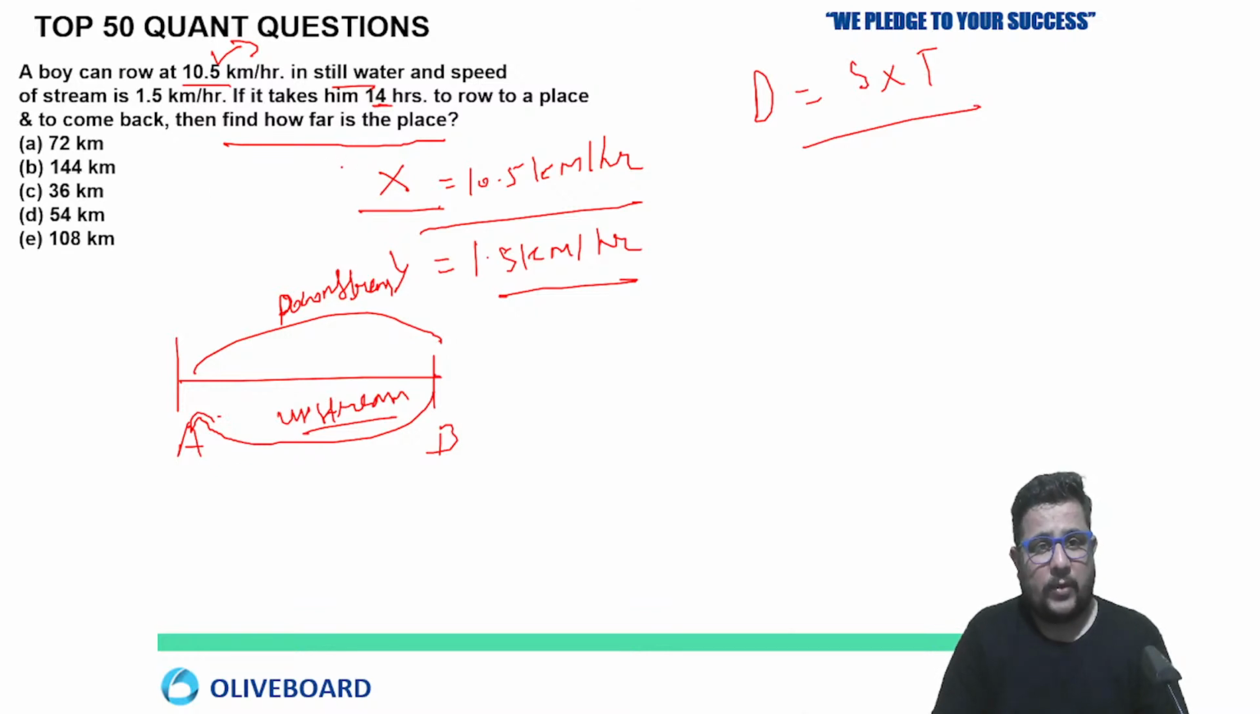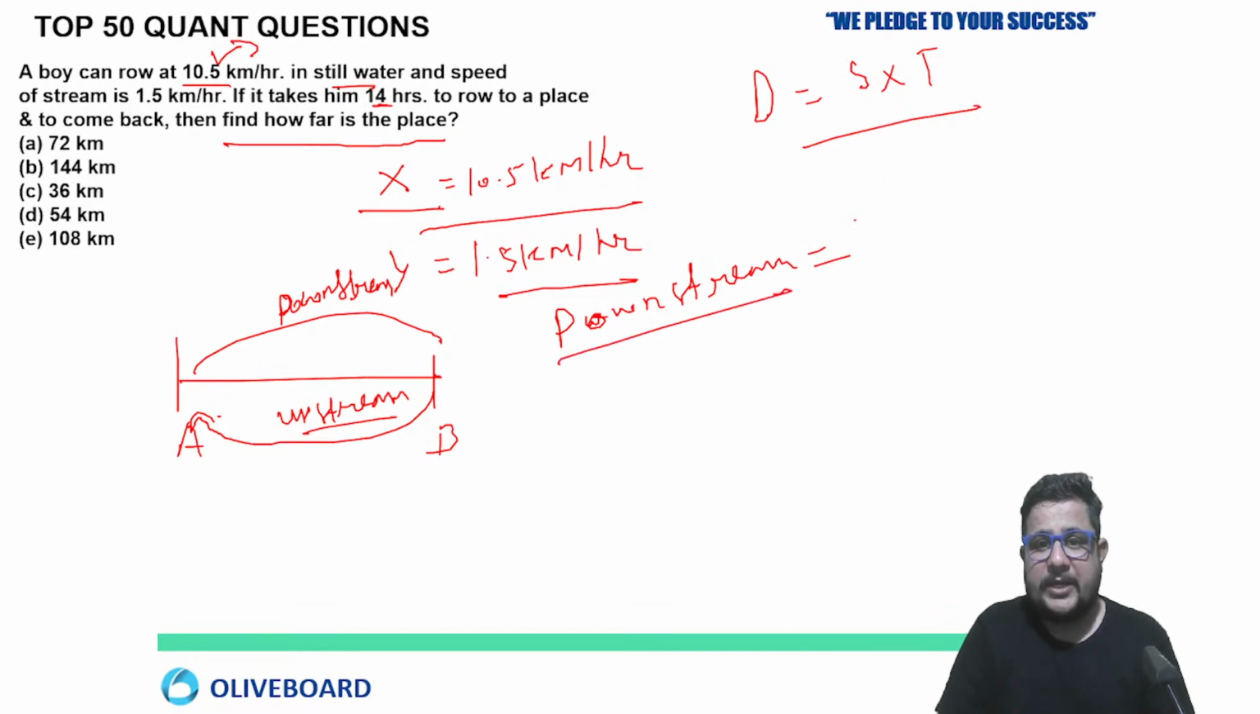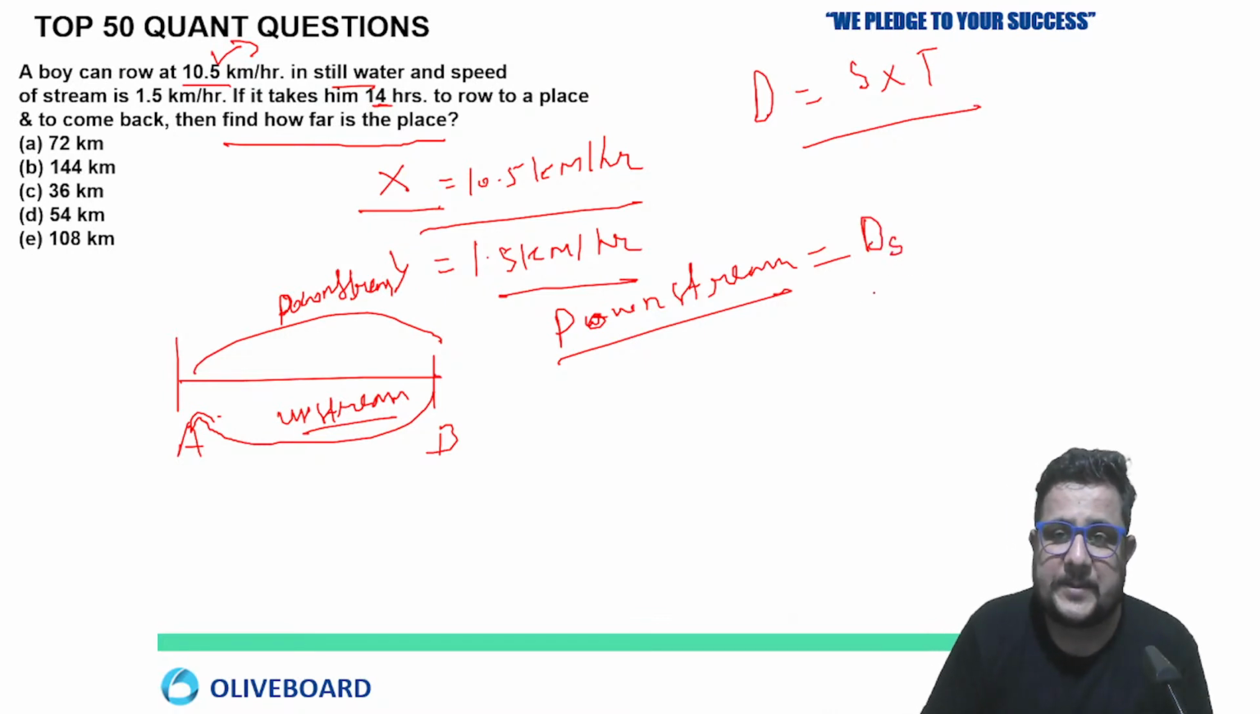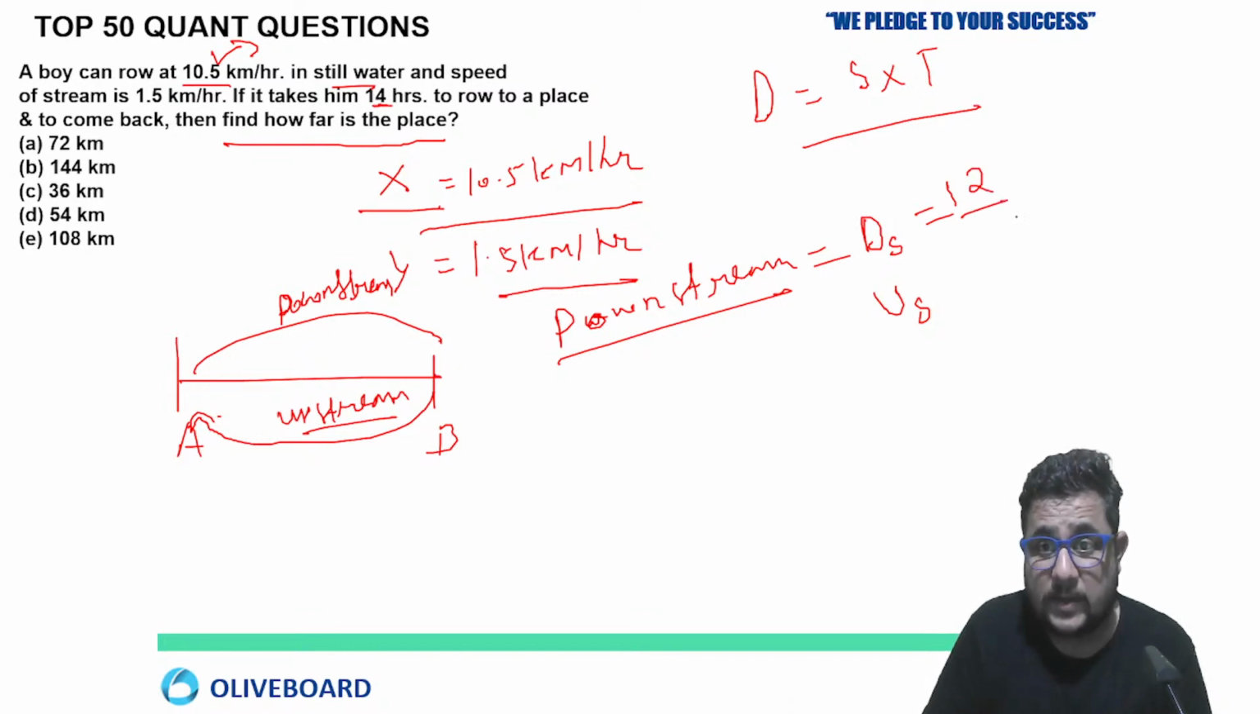So here, what would the answer be? We need to find out the speed. In downstream, the speed of the boat is going to be what? Just imagine that is DS, and in upstream it is US. So the boy's speed is 10.5; just add both speeds. So it will be 12, because 10.5 plus 1.5. Upstream speed is 10.5 minus 1.5, that is going to be 9.